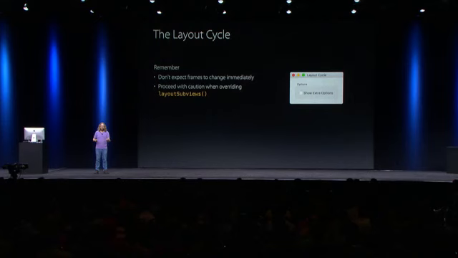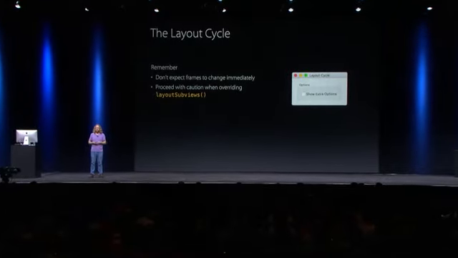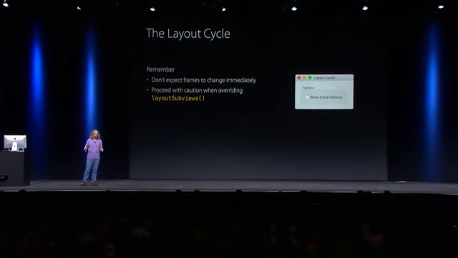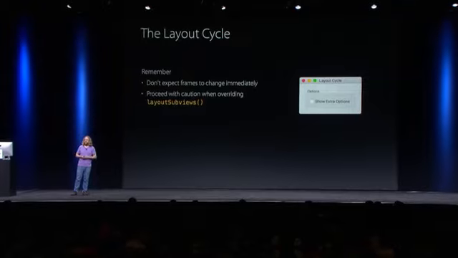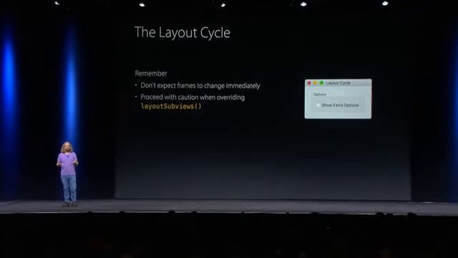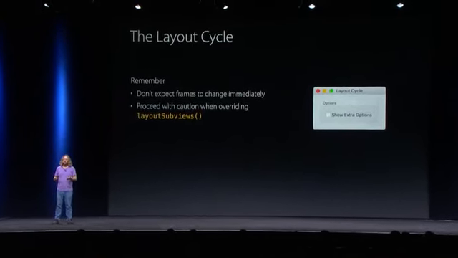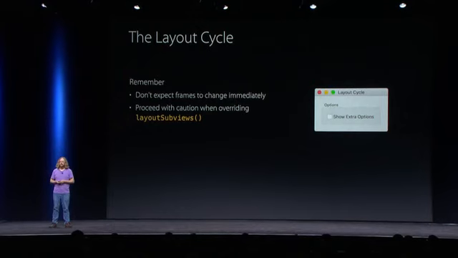In any case, assuming that all this goes smoothly, the layout cycle is complete at this point. Everything's in the right place, and our constraints change has been fully applied. So some things to remember about the layout cycle. First, don't expect view frames to change immediately when you modify a constraint. We've just been through this whole process about how that happens later. And if you do find that you need to override layout subviews, be very careful to avoid layout feedback loops, because they can be a pain to debug.